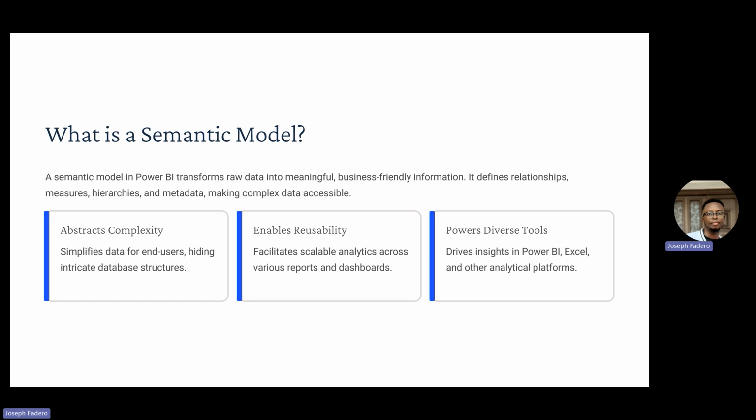A semantic model in Power BI transforms raw data into meaningful business-friendly information. It defines relationships, measures, hierarchies, and metadata, making complex data accessible. Some of the key attributes of a semantic model: it abstracts complexities, it simplifies data for end users, enables reusability, facilitates scalable analytics across various reports and dashboards, and it drives insights with Power BI and other analytics tools as well.